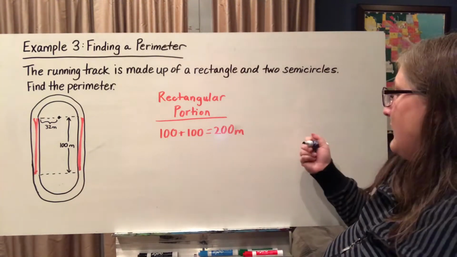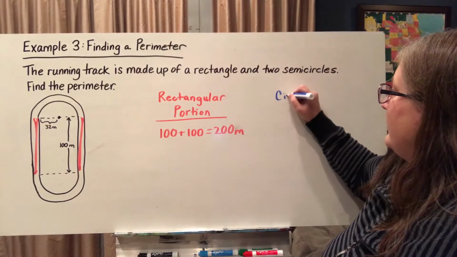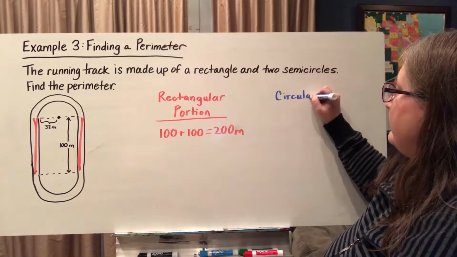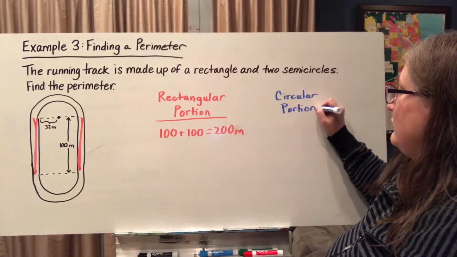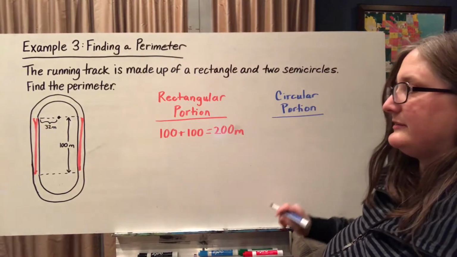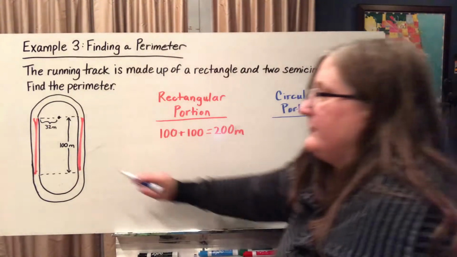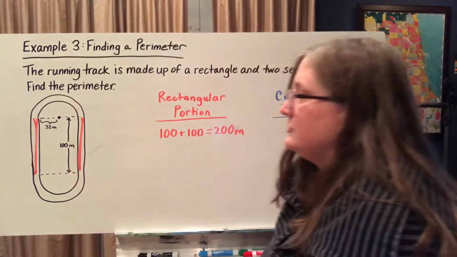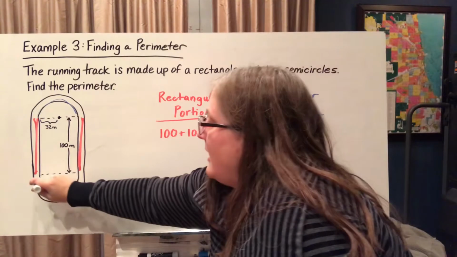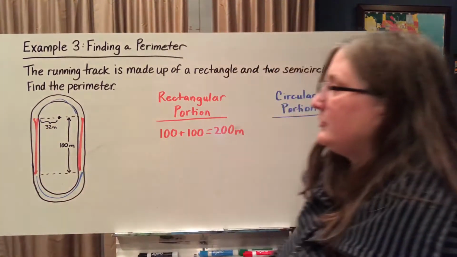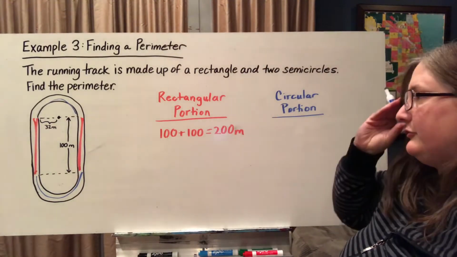Next, I'm going to focus on the circular portion. And even though I have semicircles here, I have two semicircles that are the same size. They have a radius here of 32 meters, and I've got one semicircle up here and one down here, which means I can just count it as a full circle.